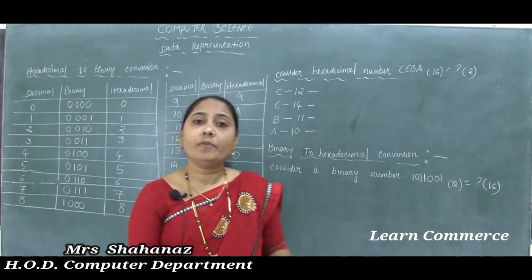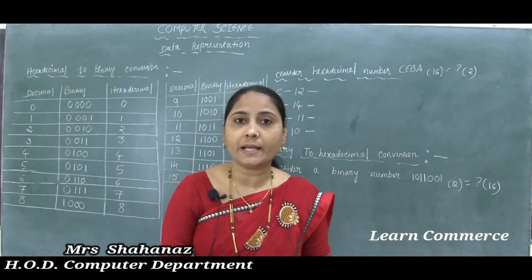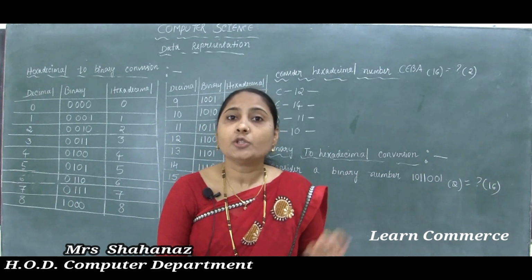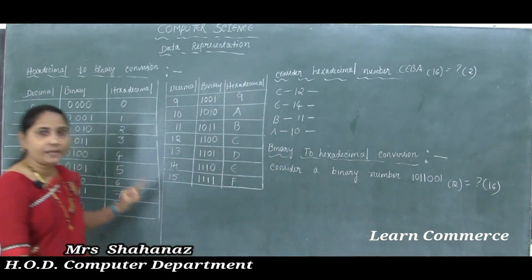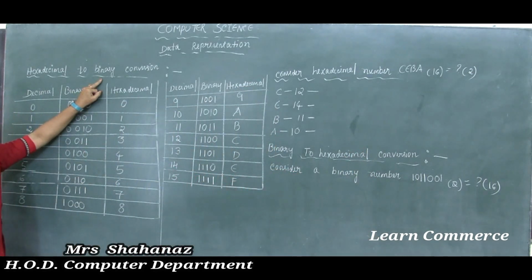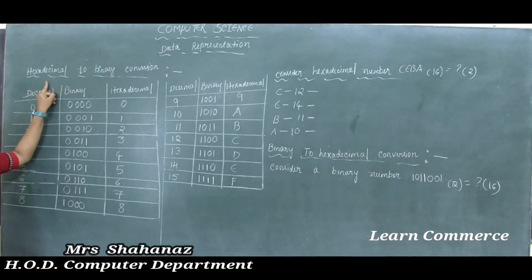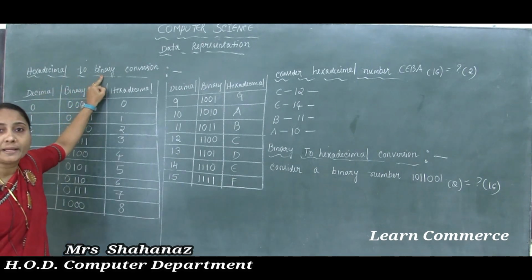Now we know that to convert any number from hexadecimal to binary, we need to replace or convert each hexadecimal digit with the appropriate 4-bit binary number.